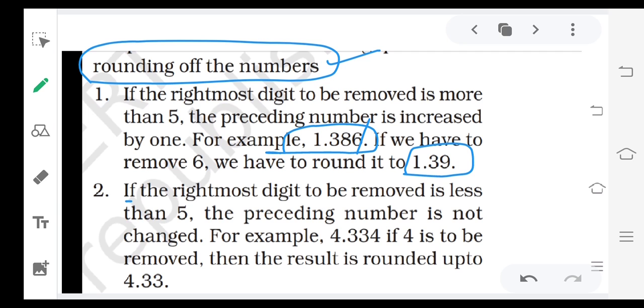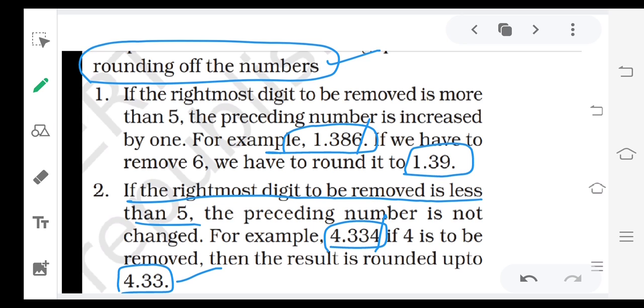Next, if the rightmost digit to be removed is less than 5, for example 4.334, so what is the last digit? That is 4. If you want to remove 4, you need not change the preceding number. Just as usual you can write. Directly you can remove it if it is less than 5. The last number is less than 5, so you need not change the preceding number. So 4.33 is your answer.